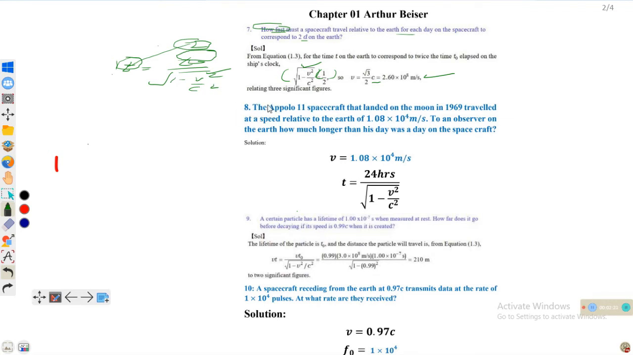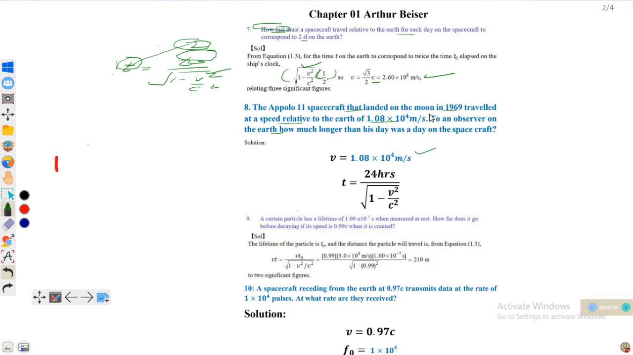Question number 8 says that the Apollo 11 spacecraft that landed on the moon in 1969 traveled at a speed relative to the Earth of this value. This is the speed of that spacecraft. He is asking an observer on the Earth how much longer than his day was a day on the spacecraft. Again, this is a time dilation effect. We are given the speed v, and t is equal to t naught over the square root of 1 minus v squared over c squared.